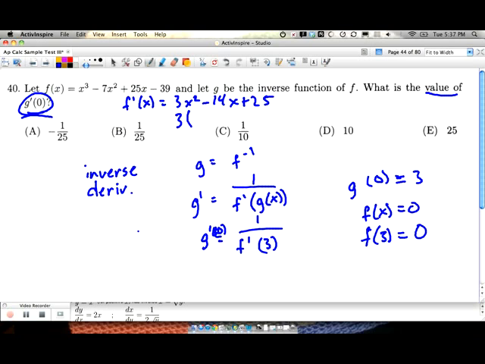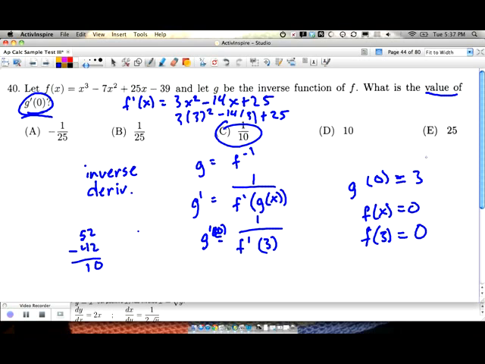That means we got 3 times 3 squared minus 14 times 3 plus 25. So this is 27. 14 times 3 is going to be 42. 27 minus 42 plus 25. So we got 27 and 25. That makes 52. Minus 42 is equal to 10. So the answer is actually the one that I'm covering up here, and it's 1/10. Wow, that was a lot of work.